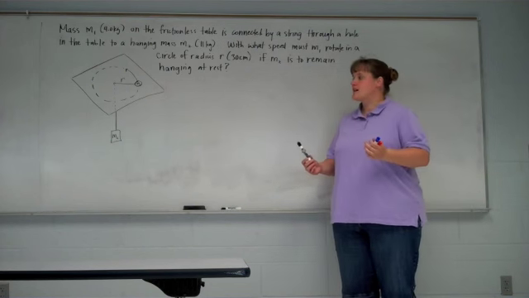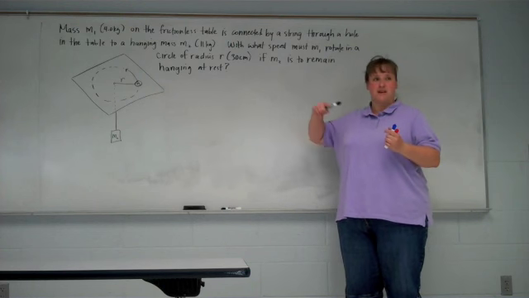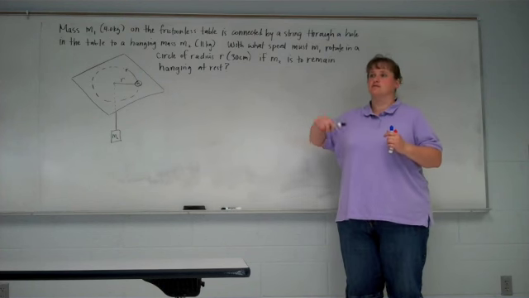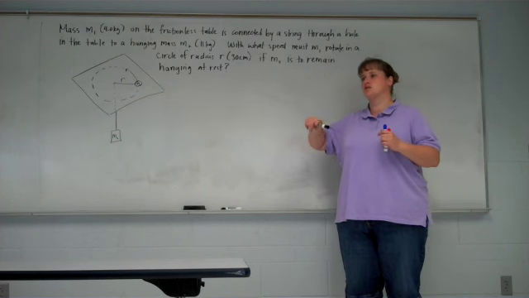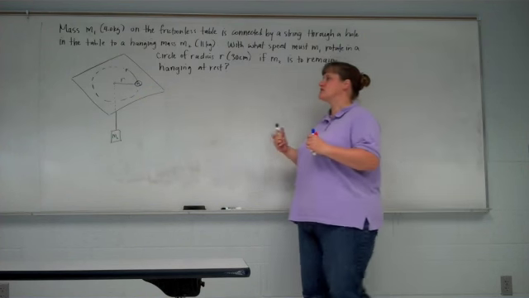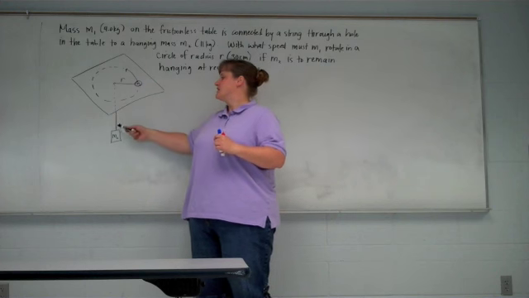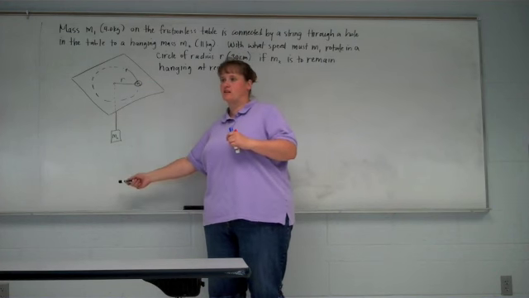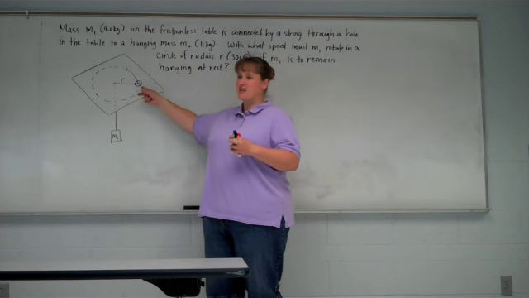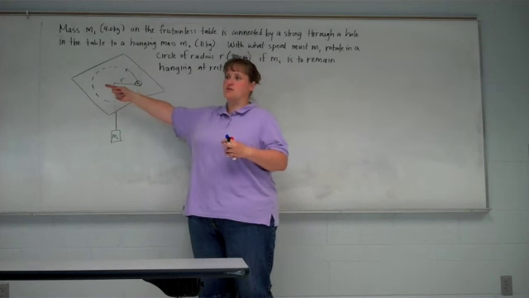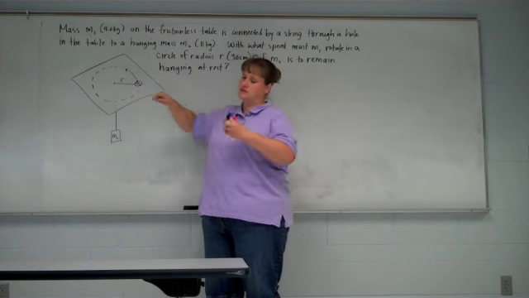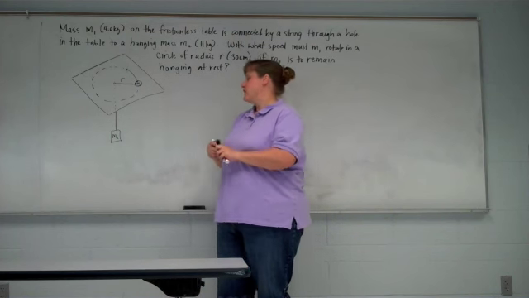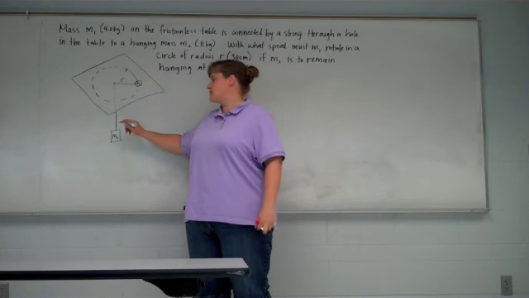So the only way to keep M2 hanging at rest is if M1 is moving in a circle. Its inertia can keep it moving in a circle. That will provide enough tension in this string to keep M2 from falling. If M1 slows down at all, it will slide towards the hole and eventually get stuck on top of the hole. So as we look at this problem, we want to look at the forces on M2.